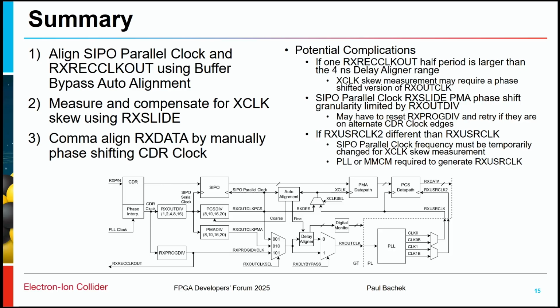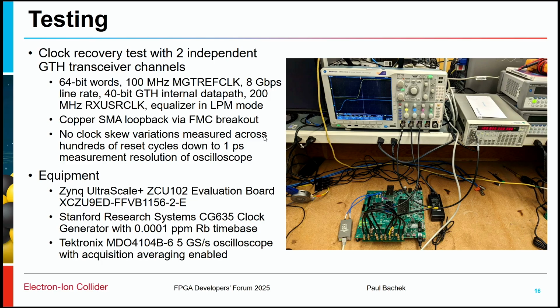We have recovered the frame clock of the data, and it's deterministic. It doesn't vary across resets, and it's much more stable over temperature than a clock that wraps through fabric and through this delay aligner. So there are a few potential complications depending upon how the transceiver is configured, and some of them are listed out here, but there's ways to overcome them just by slightly changing the algorithm. And so this was tested on a Xilinx Ultrascale eval board using this configuration that we're going to use for the timing data link for the EIC.